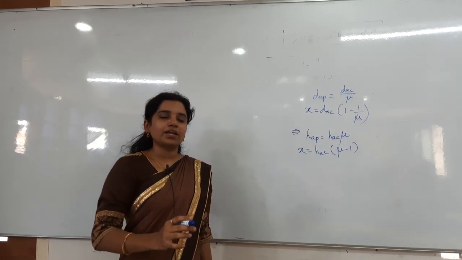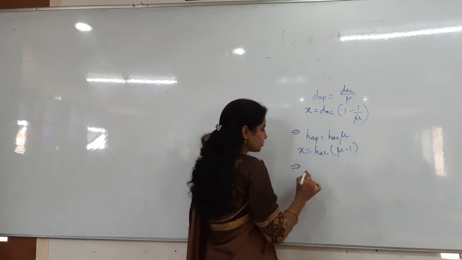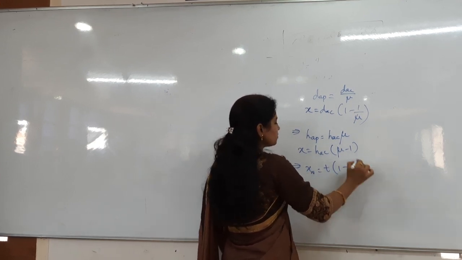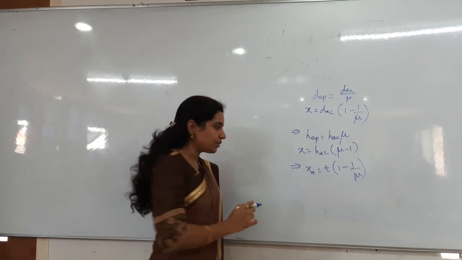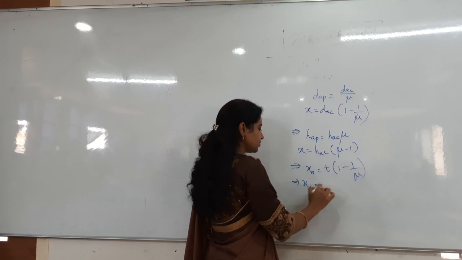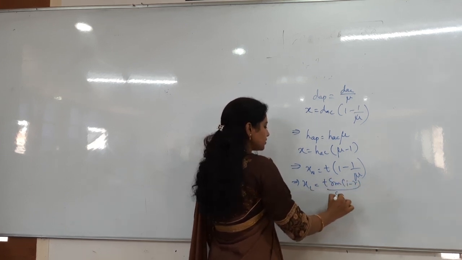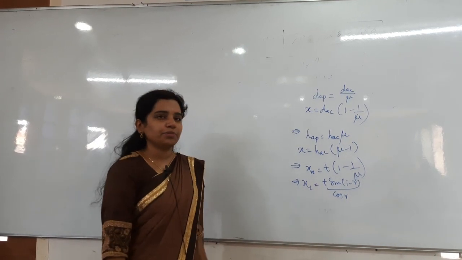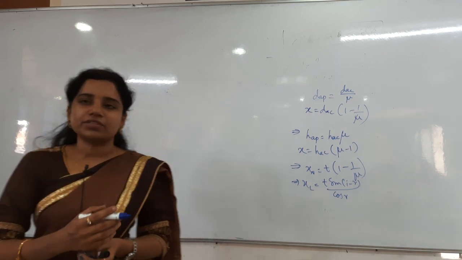And whenever I have taken the glass slab separately, the normal shift x normal is equal to thickness into (1 minus 1 by mu). Then the lateral shift. The lateral shift formula is XL equals T into sin(I minus R) by cos R. For multiple mediums, you have to add the multiple values. That's it. Clear? This is what we have discussed so far.